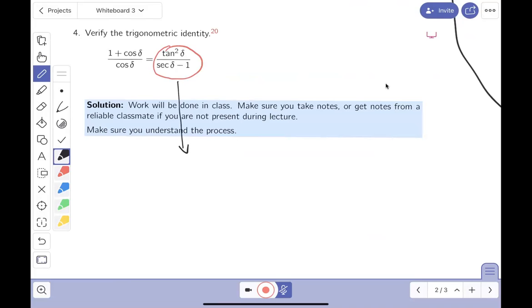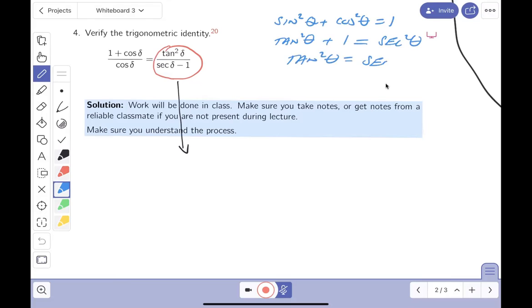But I'm looking at that top, and I'm thinking it's Pythagorean, right? Tangent squared. Let me write that down for you. I think I've seen this before. Sine squared theta plus cosine squared theta is equal to 1. You could divide both sides by cosine squared. You would get tangent squared theta plus 1 equals secant squared theta. So tangent squared theta would be secant squared theta minus 1.